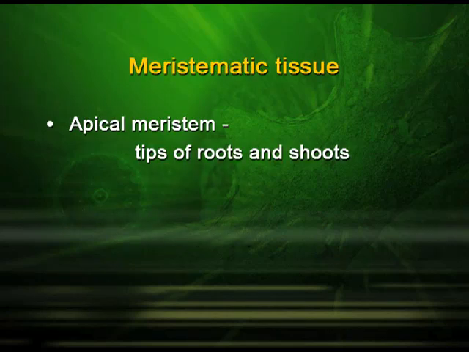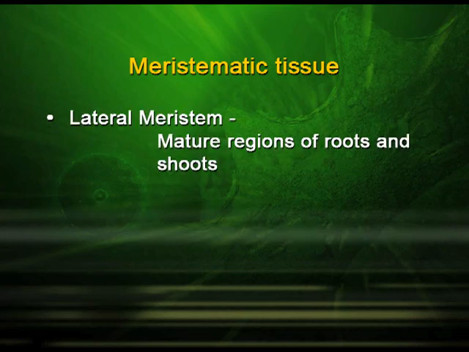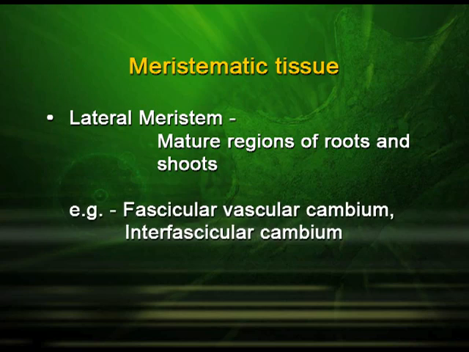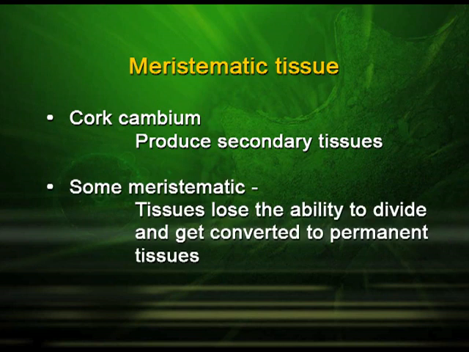Meristematic tissue. The apical meristem is found in the tips of roots and shoots. The intercalary meristem is found between the mature tissues, and the lateral meristem is found in the mature regions of shoot and root. For example, the fascicular cambium, the interfascicular cambium and the cork cambium, which is responsible for the secondary growth in plants. Some meristematic tissues lose the ability to divide and get converted to permanent tissues.